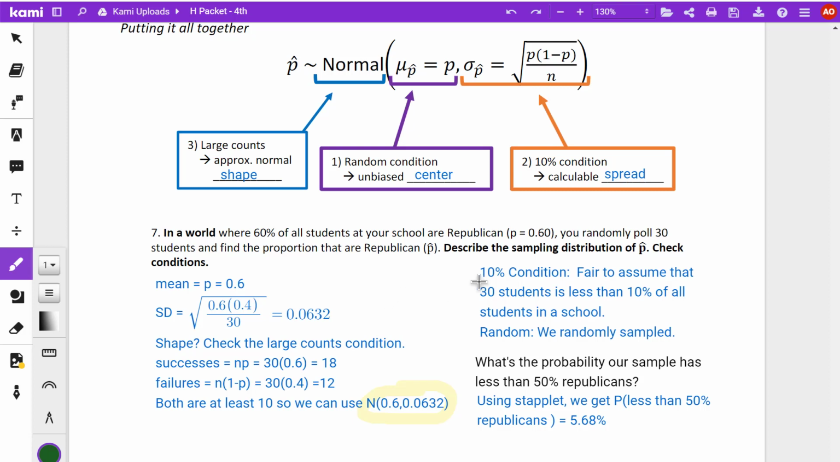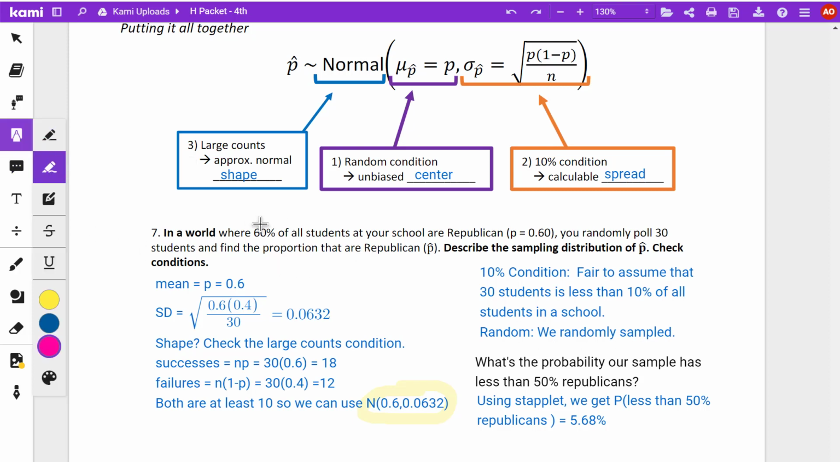And then we can check conditions, the 10% condition. Fair to assume that 30 students is less than 10% of all students in a school, and we did randomly sample. You can see that we did that right. You randomly pull 30 right there. Boom, there's your random. Okay, so what's the probability?